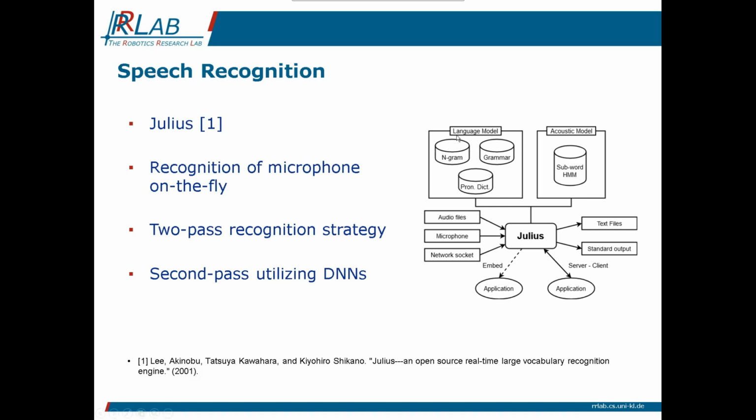The best feature of this recognition tool was its ability to recognize microphones on the fly. We used wireless microphones in our experiments, and this tool takes the speech of the interaction partner and then recognizes it. The recognition engine has a large language model and a linguistic model. This figure explains the overall overview of the recognition engine. It also has a two-pass recognition strategy, where the second pass utilizes deep neural networks.